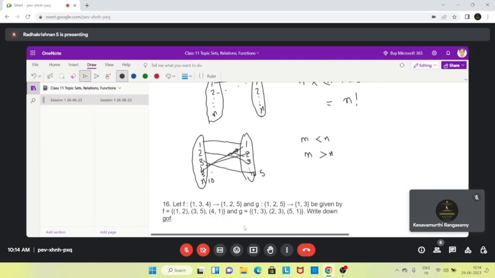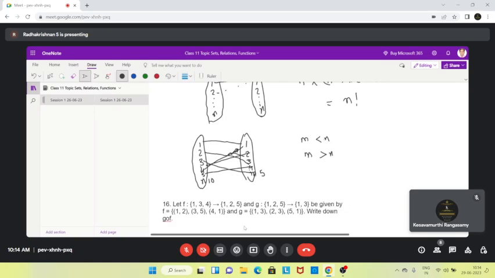So 5, there's one more left. 5 I will map to 4. And now 6, where will I map? Six cannot be mapped, right? Only the first 5 elements can be mapped, because there are only 5 options available in the codomain.